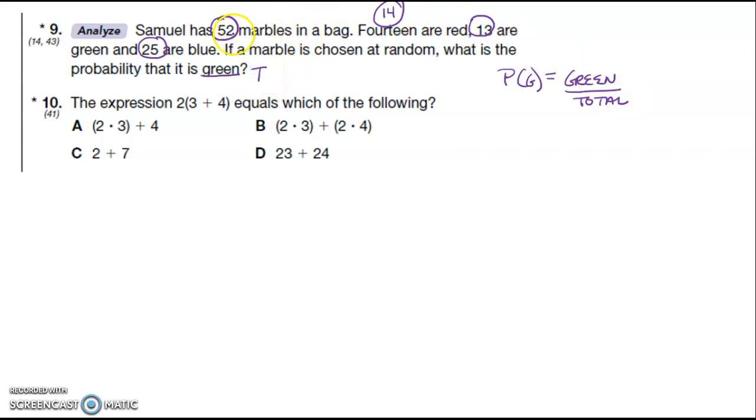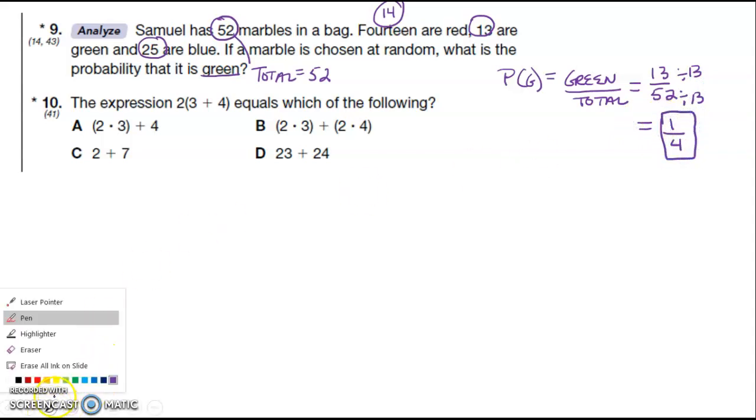So it says the total is 52 marbles. So our total is 52. Thought I was going to have to add them up. And then we know that we have 25 blue, 13 green, and 14 red. So we have 13 green over 52 total. Now I think that 52 is divisible by 13. I could be wrong. It is. So I'm going to go ahead and reduce this. And I get 1 over 4.